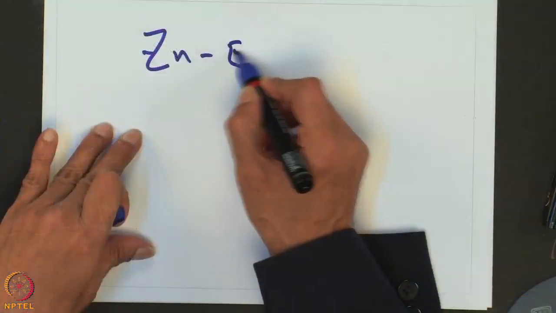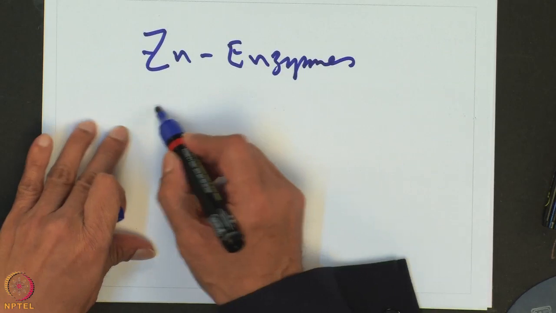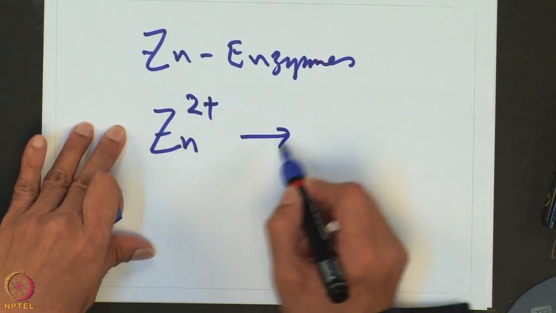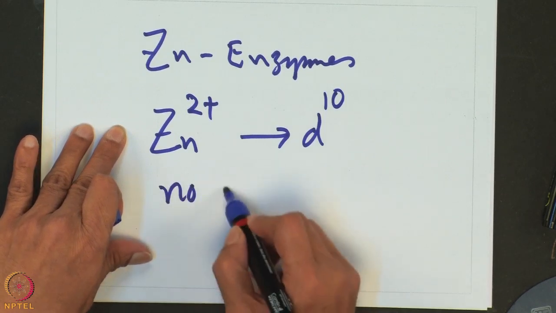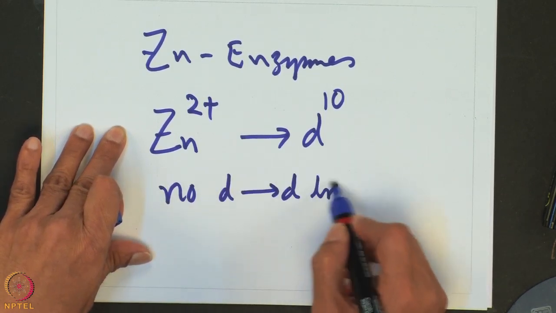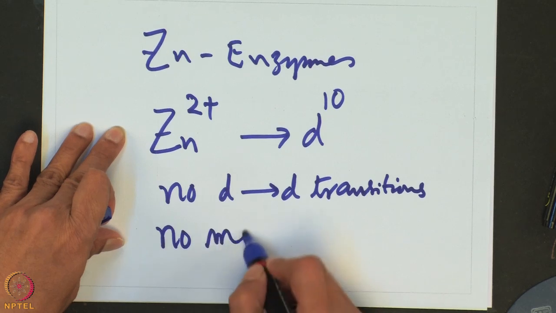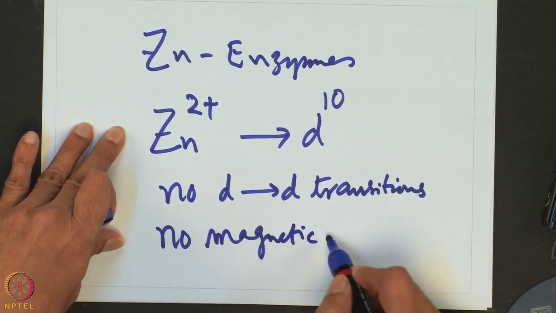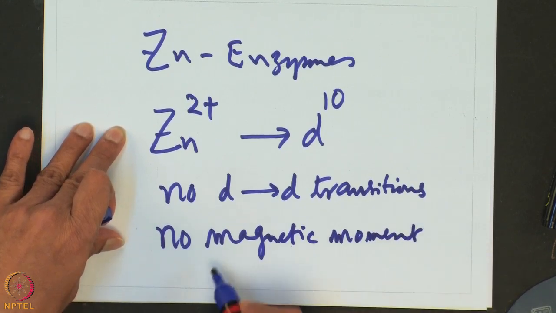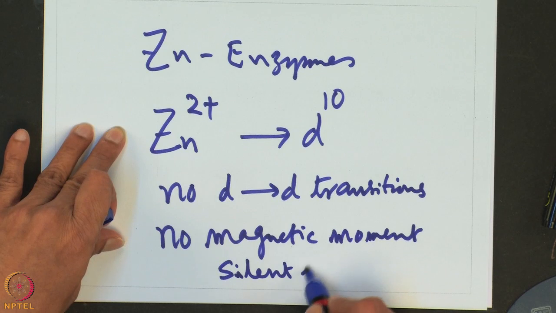It is not easy to get good spectra because there are no d-d transitions, and no magnetism because there are no unpaired electrons in d. So, you can call zinc a mute, a silent kind of enzyme. In zinc enzymes, you have zinc 2 plus, which is d10: no d-d transitions, no magnetic properties, no paramagnetism. So, it is a silent system.